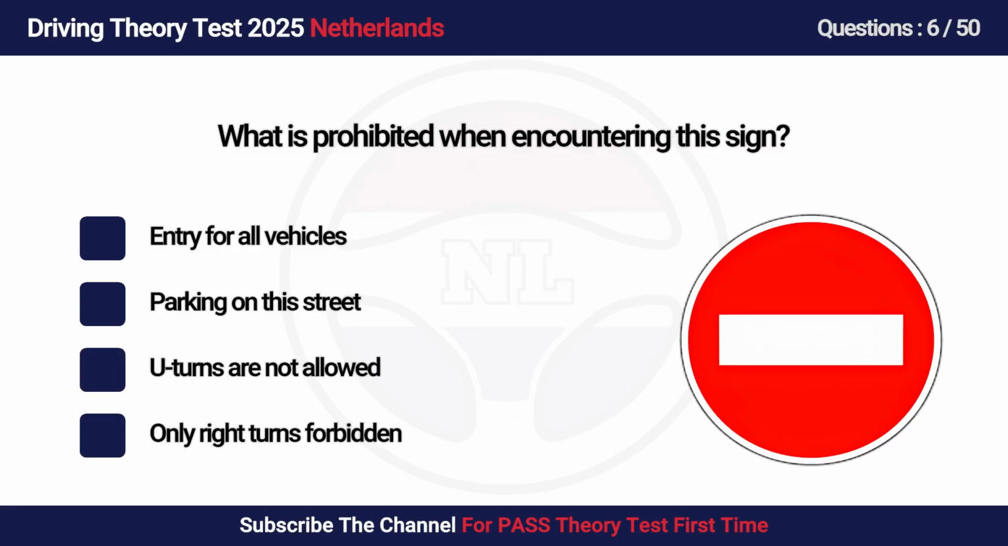A. Entry for all vehicles. B. Parking on this street. C. U-turns are not allowed. D. Only right turns forbidden.